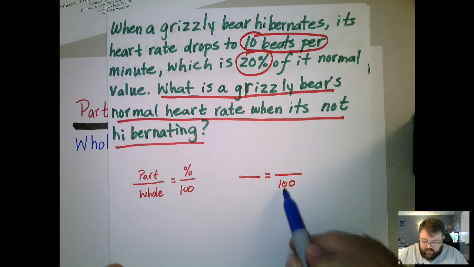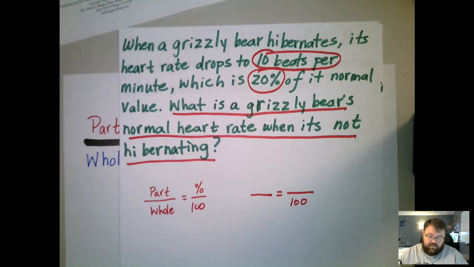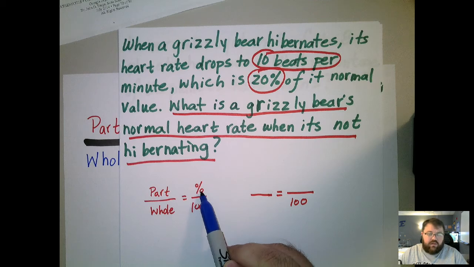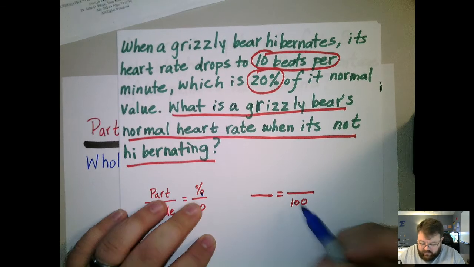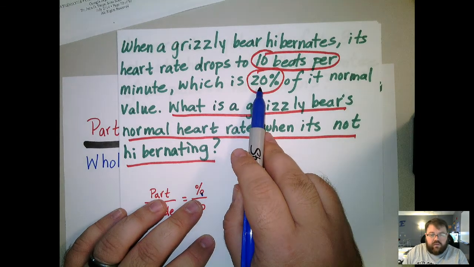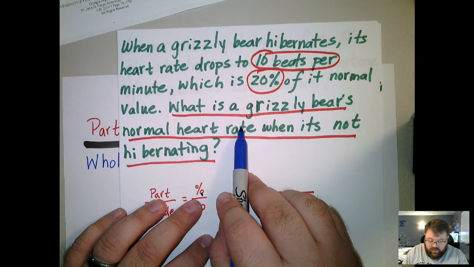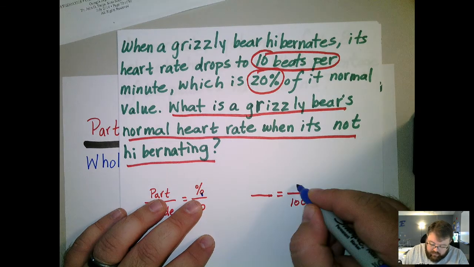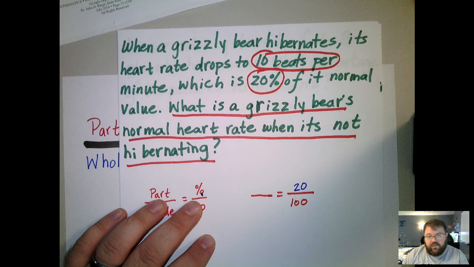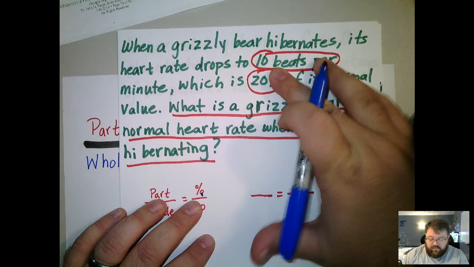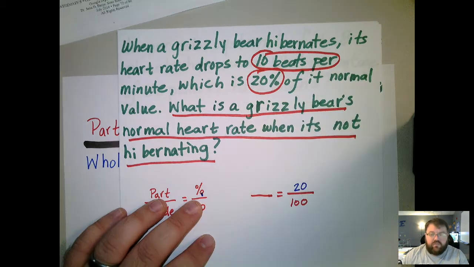From here, the easiest thing that I tell people to do is look for the percent. Do you have something with a percent? In this case, we do. It's 20%. So when you have a number with a percent and it relates to your question, we know it's going to go above the 100. So I'm going to put the 20. Now the percent sign drops away.